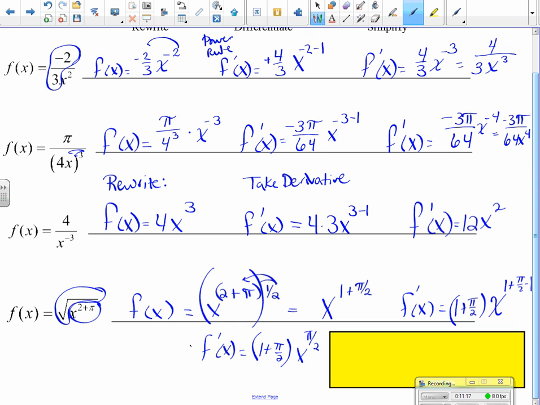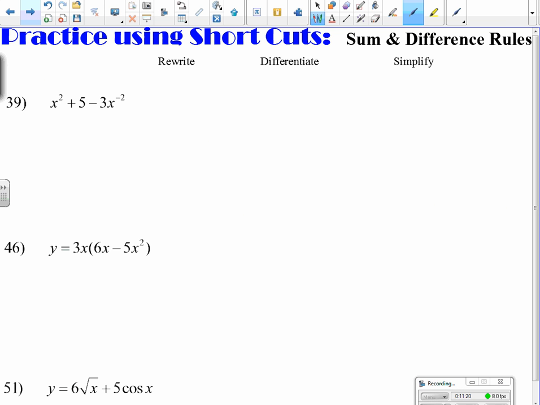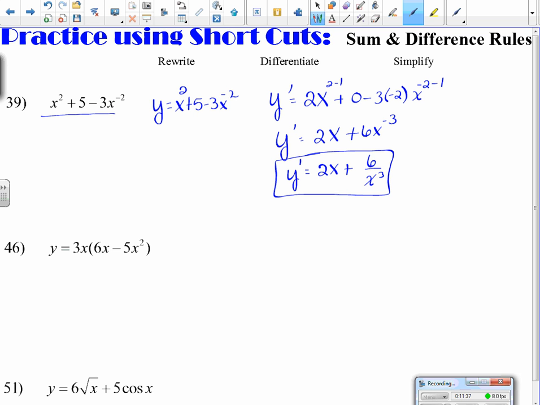Excellent. Next page. And then it really goes on the same way. I'll let you try 39, so why don't you hit pause and use the power rule on it and see what you come up with, and then we'll set up for number 46. There is my final answer. Remember, on this middle one, you were taking the derivative of a constant, and that derivative is 0.